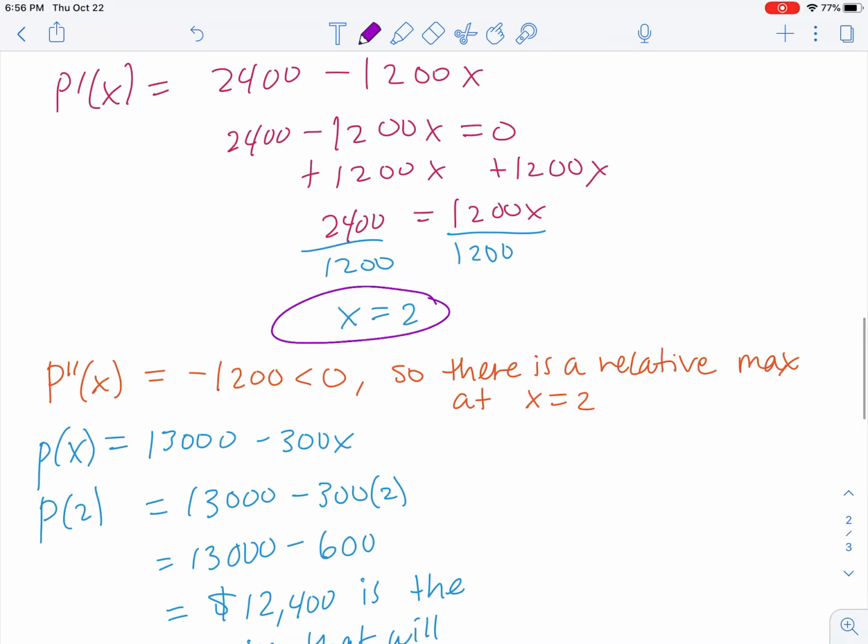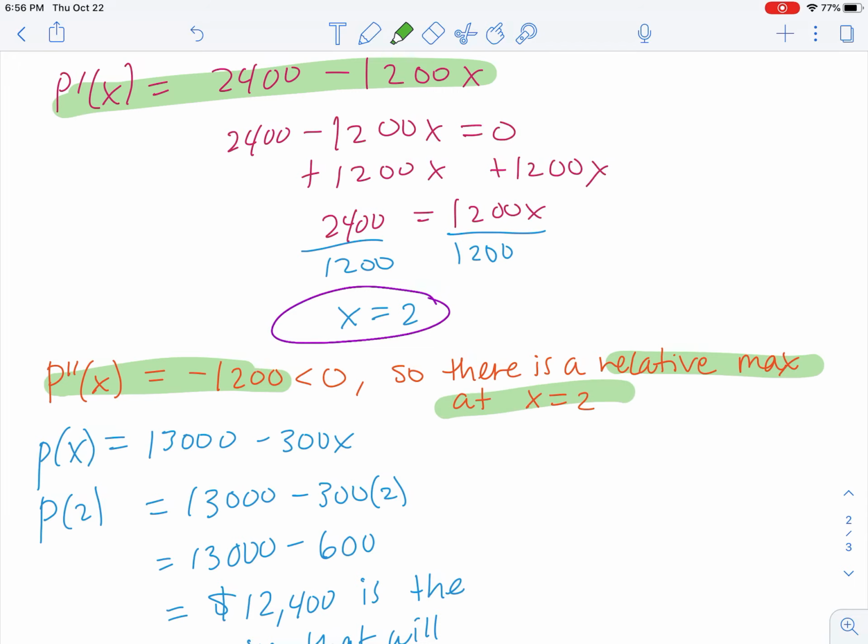So just to double check to make sure that we actually have a maximum, we'll do a second derivative of the profit function. So if this is the first derivative, then the second derivative is just negative 1,200, which is less than 0, so there is a relative max at x equals 2.